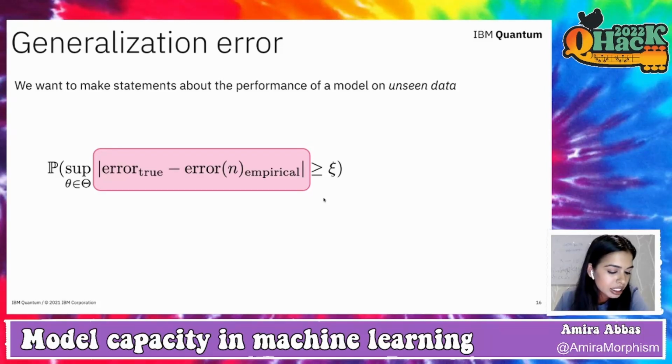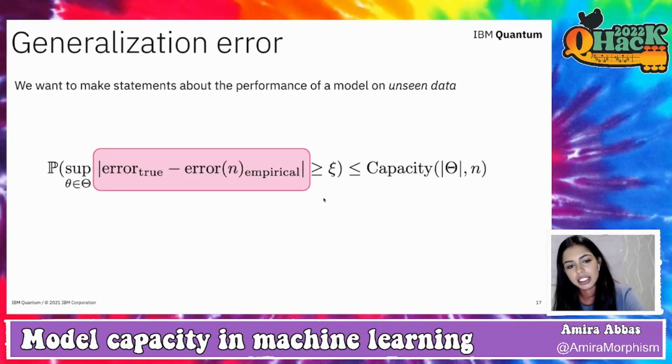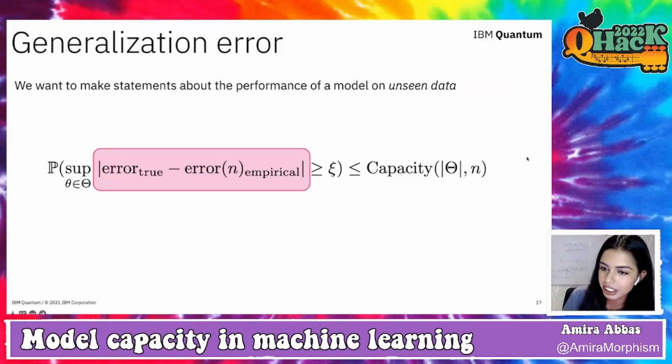task. And there's been beautiful progress on understanding this notion of generalization error for models, so how well your model does on unseen data, by relating it to capacity, right? So the capacity of your model. And in particular, this capacity term usually depends on things like the number of data you have, and also the size of your parameter space, or your model space, or your model class.